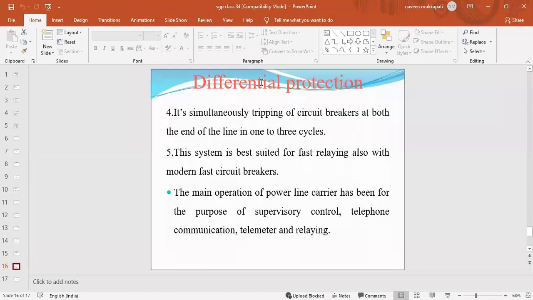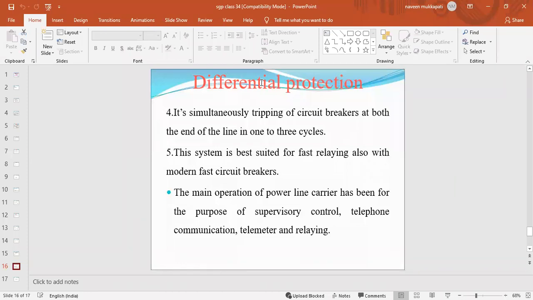Okay, these are the main advantages of using carrier current differential protection. Okay, ఈ carrier current differential protection ని మనం ఎక్కడ యూస్ చేస్తాము అంటే లాంగ్ ఫీడర్ లైన్స్ లో యూస్ చేసుకుంటాం. Why? Because by using the differential protection, it is not economical when the length increases above 15 kilometers. Okay, that is the main reason for the implementation of this carrier current differential protection.